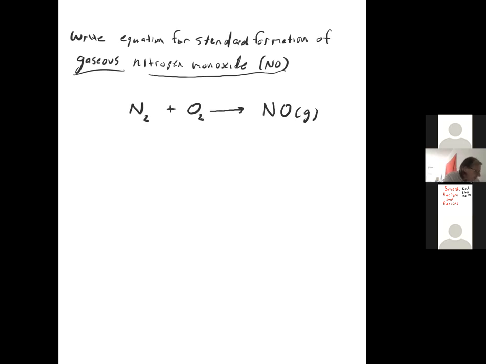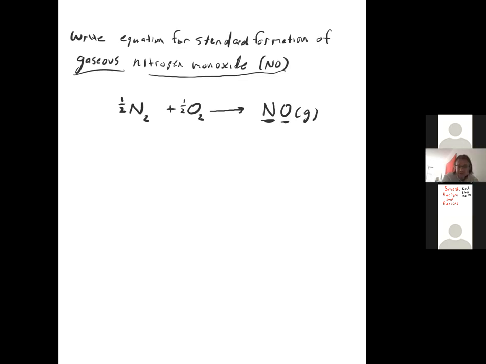Okay. Then the next step is what you do is you balance it. But remember, we can't change the coefficient on the product side. We can only change it on the reactant side. So that means we're probably going to have fractions if it's a diatomic. So we want 1 nitrogen, so you put a half, right? A half times 2 is 1. We want 1 oxygen, a half times 2 is 1. And there you go. So it's balanced.